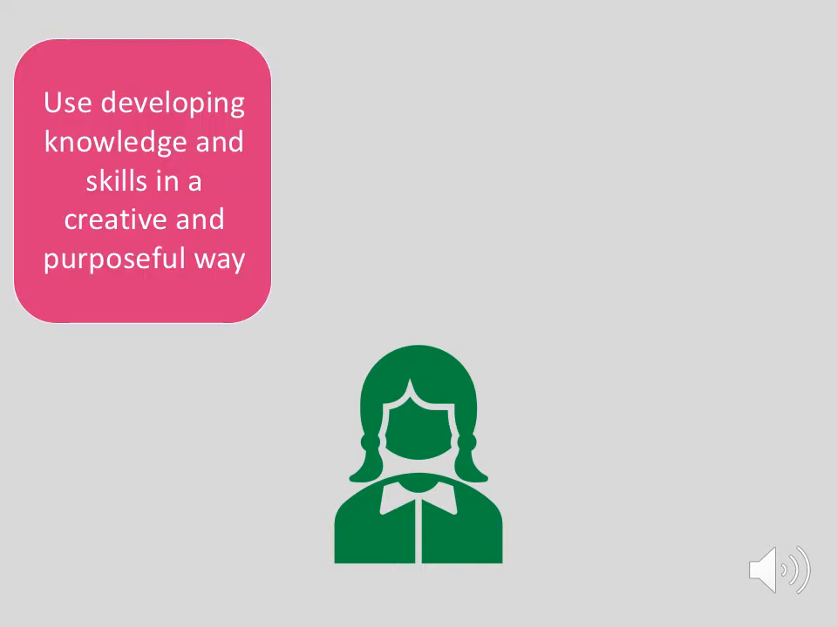So the next thing we need to think about is when we're planning for progression and we're planning for children to be given an opportunity to develop their D&T capability, we need to think about how will we know when the pupil has got it? When the design and technology capability is growing, what is the evidence that we're looking for? Well, the first thing that we'll look for is that they are using developing knowledge and skills in a creative and purposeful way. And again, there's that word, purposeful.